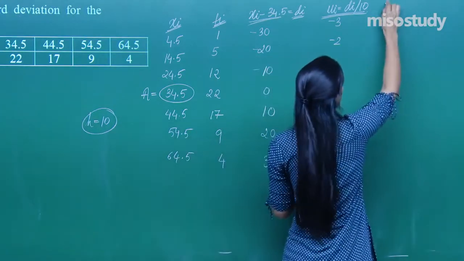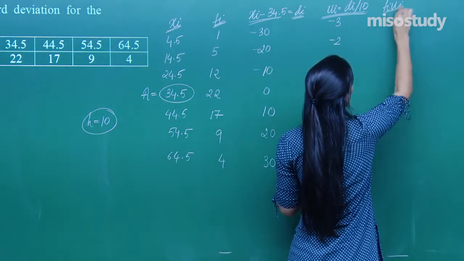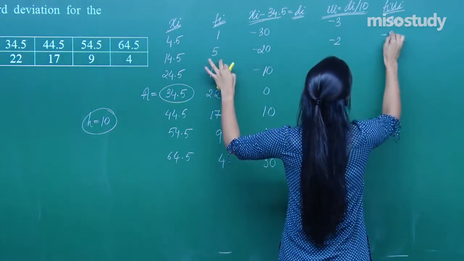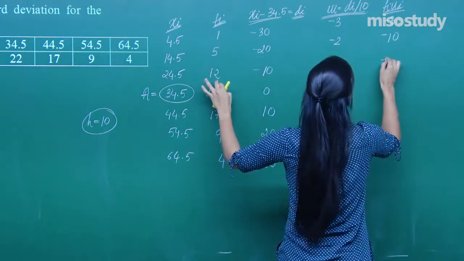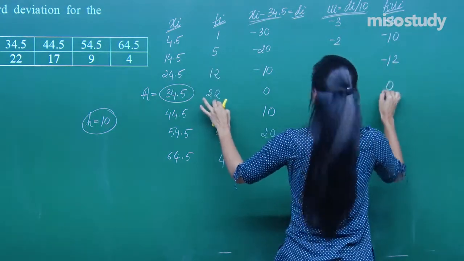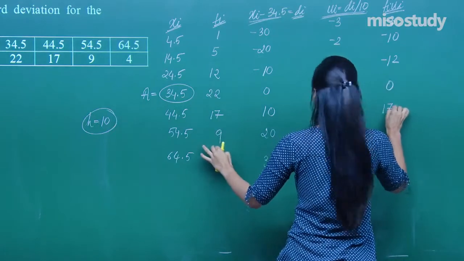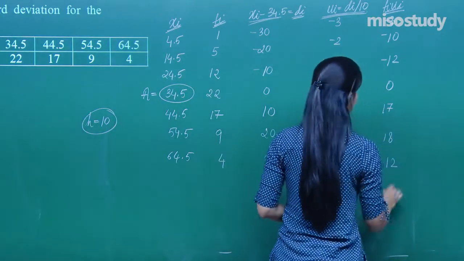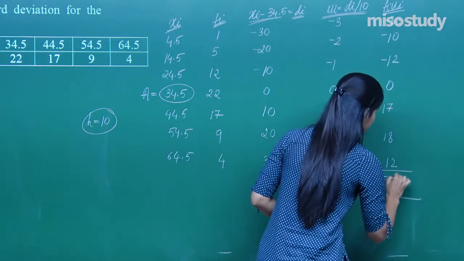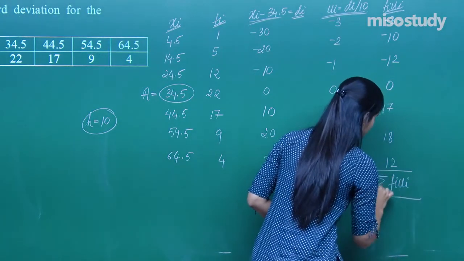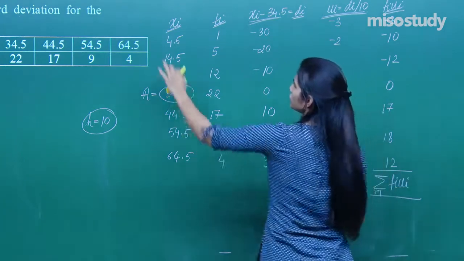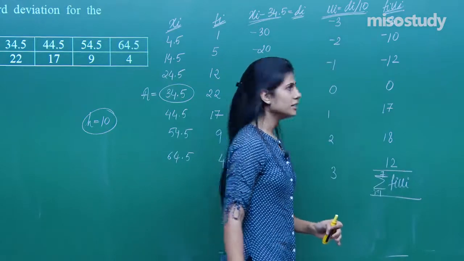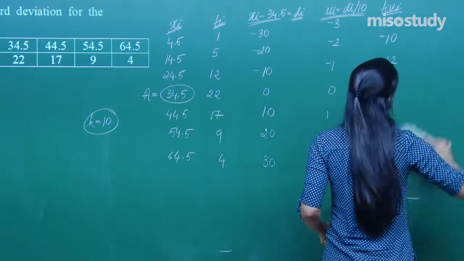Now I want fi ui. So 1 into minus 3, 5 into minus 2, 12 into minus 1, 22 into 0, 17 into 1, 9 into 2, 4 into 3. And from here you can obtain summation fi ui, i varying from 1 to 7, because there are 7 observations. Clear?